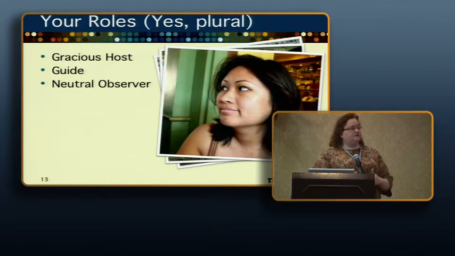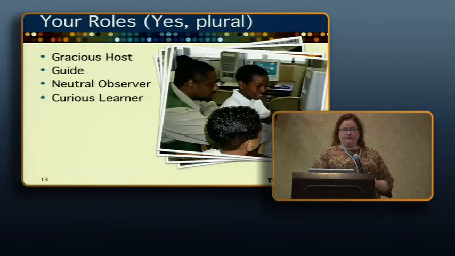And also be a neutral observer. Watch what they actually do. Don't just rely on what they say, because we all know that people often say different things than what they do. So keep an eye out for the actual actions of what they're doing.